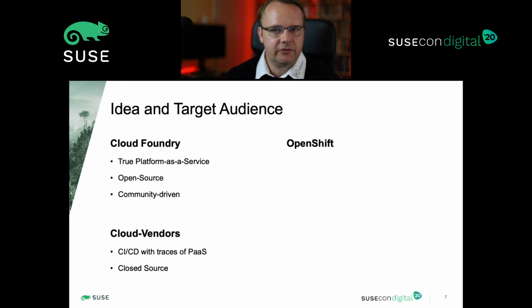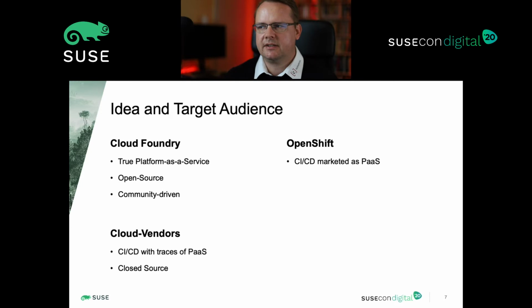Red Hat's OpenShift, on the other hand, is a CI/CD solution which is marketed as platform as a service. We'll come to that in a few seconds as well. Different than the cloud vendor offerings, OpenShift is open source, and that gives you more freedom and more opportunity to tailor it to your needs.